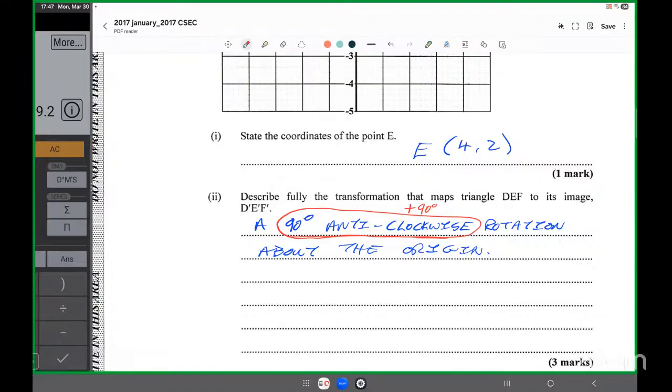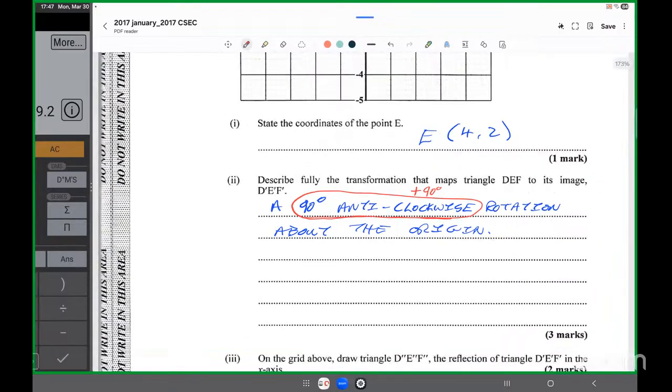So you have to remember that the anti-clockwise one is the positive one. Clockwise is negative. Yes, clockwise rotation is negative rotation. Anti-clockwise rotation is positive rotation. All right, so that is it.